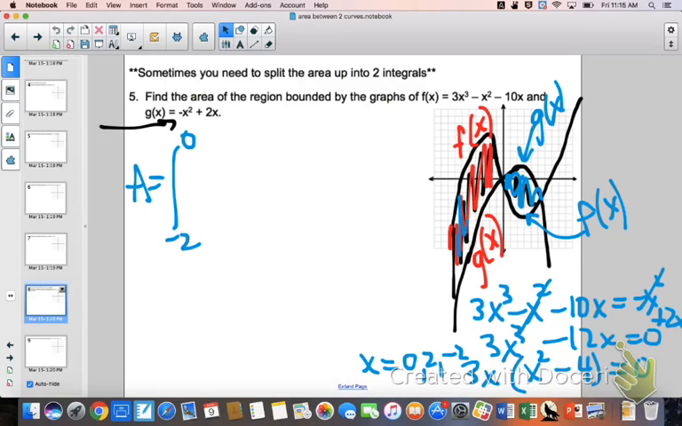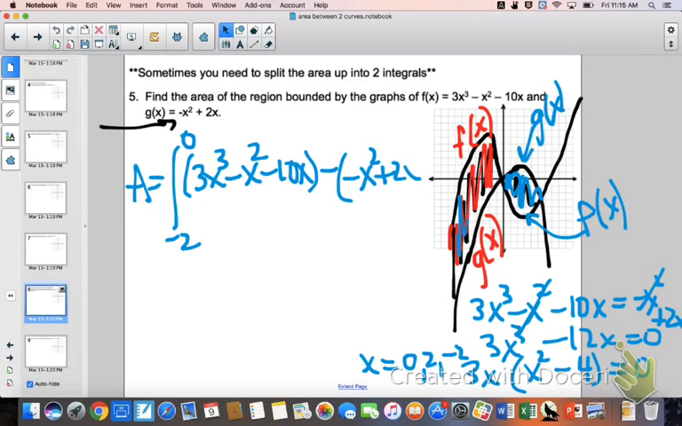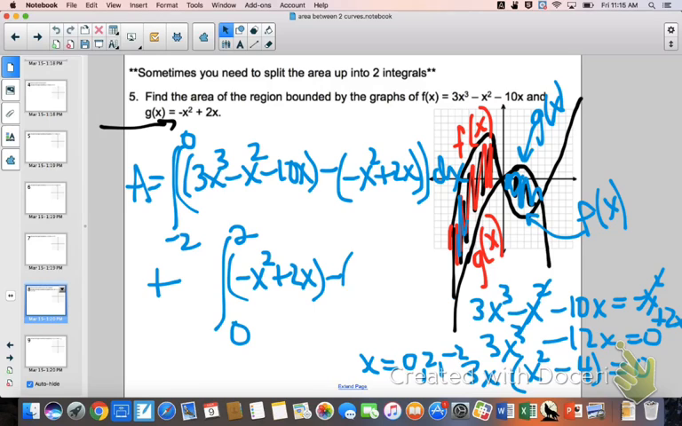This one, f of x is on top, so 3x cubed minus x squared minus 10x, minus g of x, which is on the bottom. Okay, so that's the first one, and then plus the second region goes from 0 to 2. The g of x is on top, so that's negative x squared plus 2x, minus f of x, which is on the bottom, 3x cubed minus x squared minus 10x. Okay? That's how you do that one.